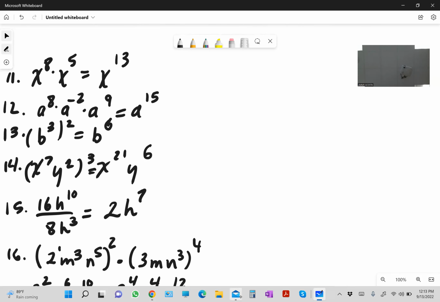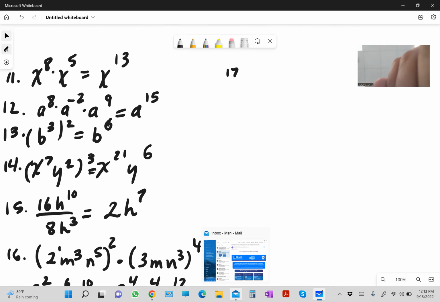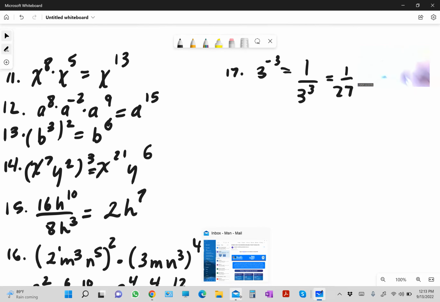All right, so number 12. Well, no, number 17, sorry. 17 was 3 to the negative 3, which is indeed a negative power, means it is a positive power denominator, but you got to remember that 3 times 3 is 9, 27. Small mistake. I make those mistakes too, arithmetic mistakes.